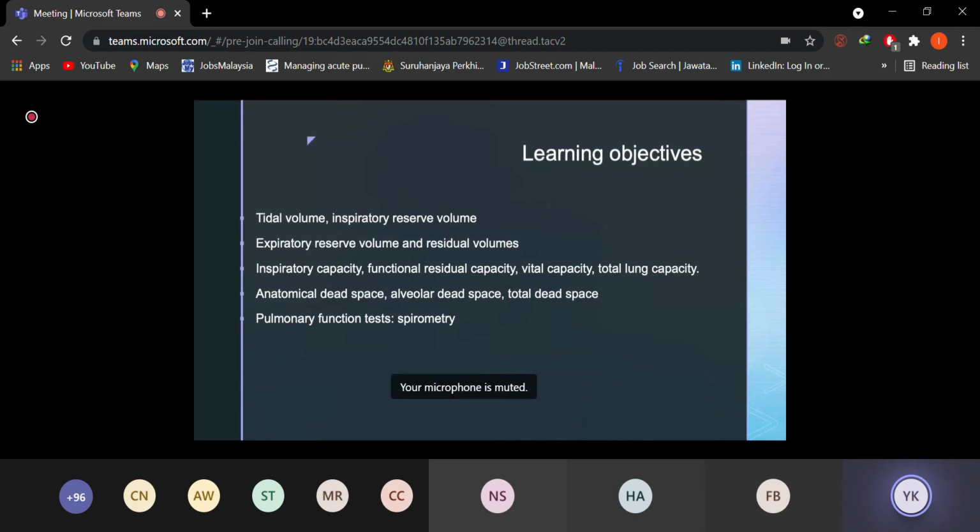Volume refers to only one unit. When we talk about capacities, it's more than one unit, meaning you need A plus B to get the capacity. But for volumes, you only need A or B or C. That's the difference between volume and capacity. And then the anatomical dead space, alveolar dead space, and the total dead space, also known as the physiological dead space. And last but not least, the pulmonary function test.